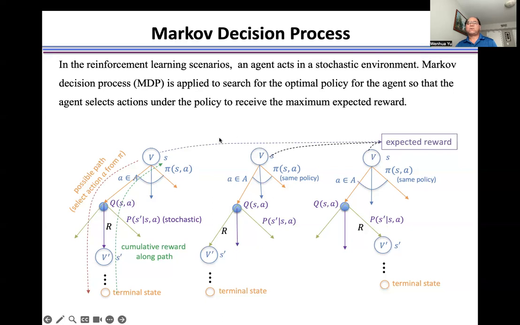The policy we are searching for has the maximum expected reward. So that means under the policy pi, we go through all the possible paths, get the cumulative reward for each path, and then for all the paths under the same policy, we get the expected reward. And the policy which has the maximum expected reward is what we are looking for.